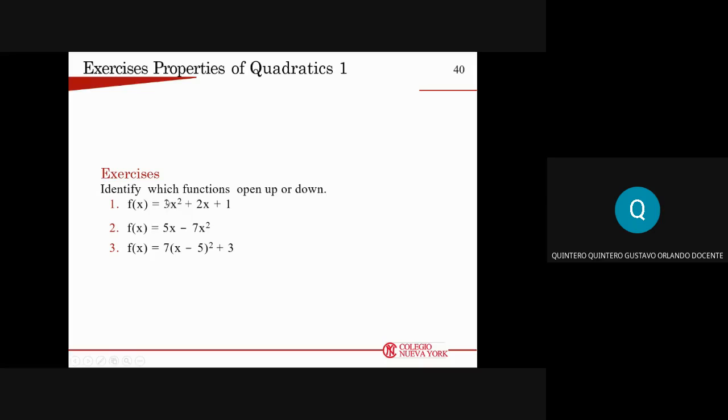All right, so the coefficient of x squared is the value of a, right? So in this case, the coefficient is positive. That means it opens up.